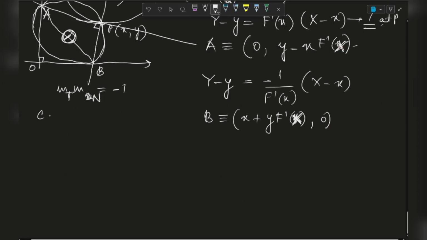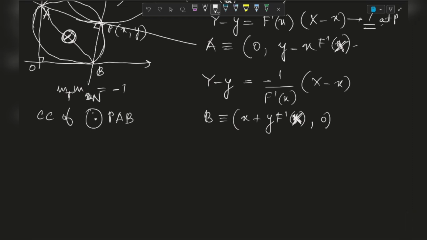So basically our circumcenter, I'm writing this as CC, of our triangle PAB, can be denoted like this. This is basically the midpoint of AB. Now if you calculate the midpoint of AB, it will come out to be pretty obvious: this thing divided by 2, and this complete thing divided by 2.